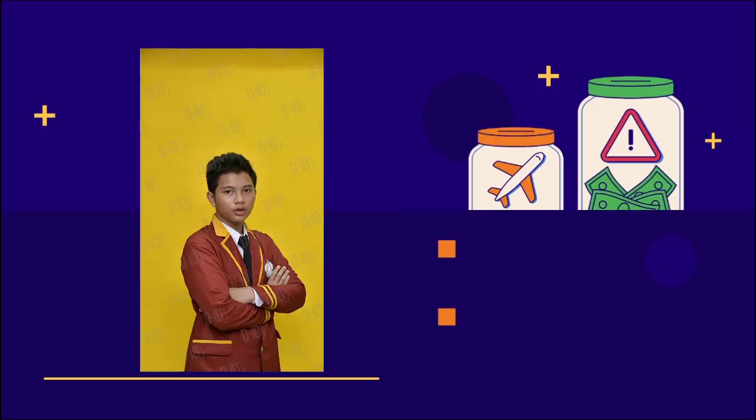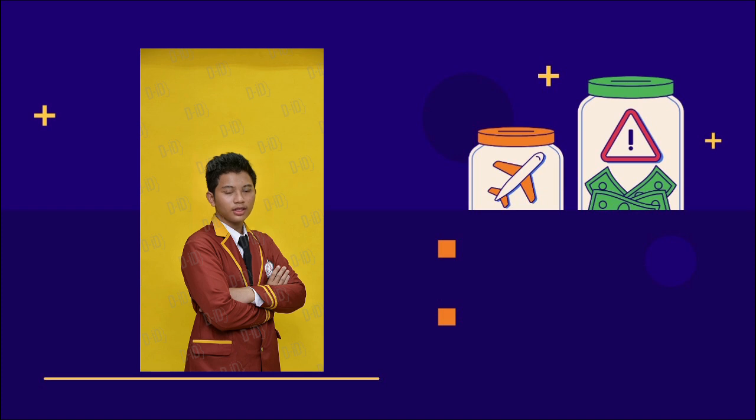Definition of factory overhead costs. Factory overhead costs, also known as manufacturing overhead or indirect manufacturing costs, refer to all indirect costs incurred during the production process that cannot be directly traced to specific products. These costs support the overall production operations but are not directly tied to individual units of output.